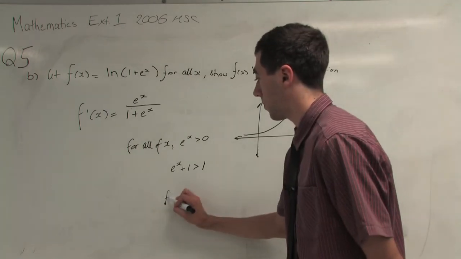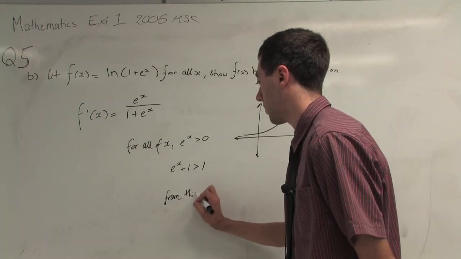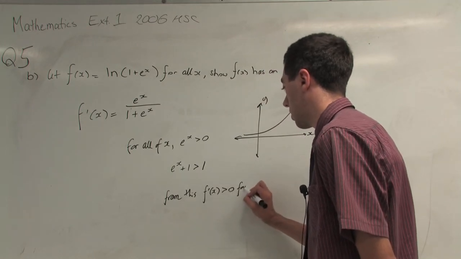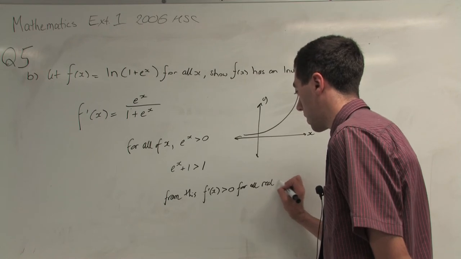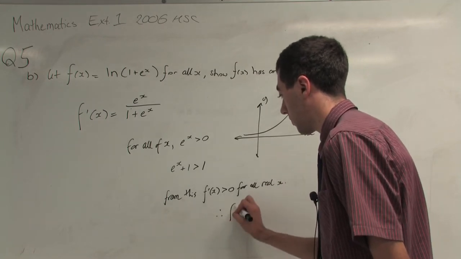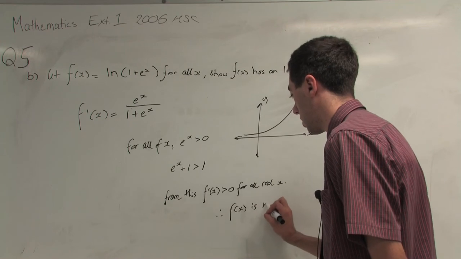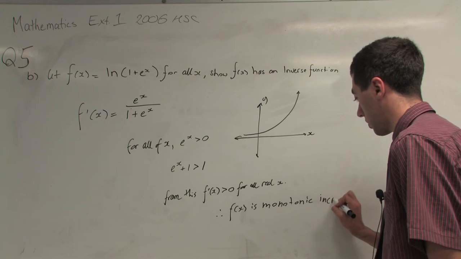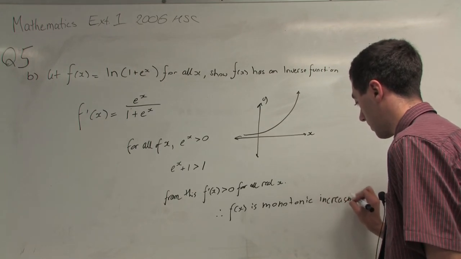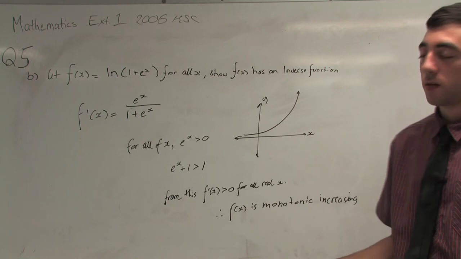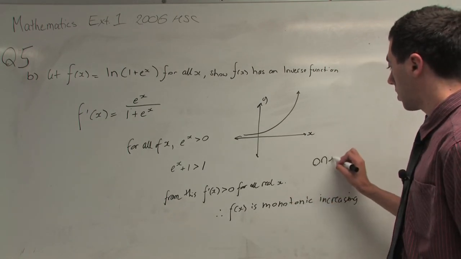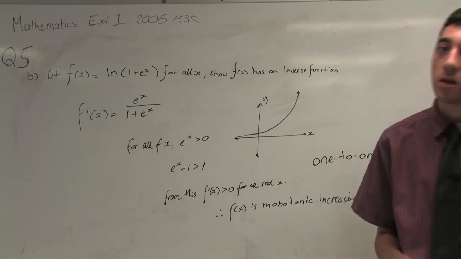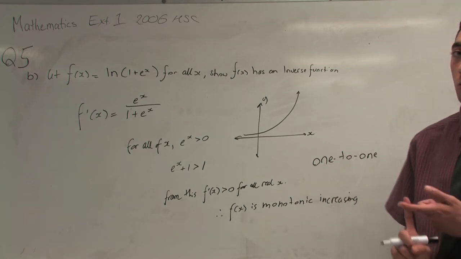So from this, f'(x) is always greater than 0 for all real x. Therefore, f(x) is monotonic increasing. And what does that mean? That means that the function is what we call one-to-one. That means that for any x value, there is only strictly one y value.